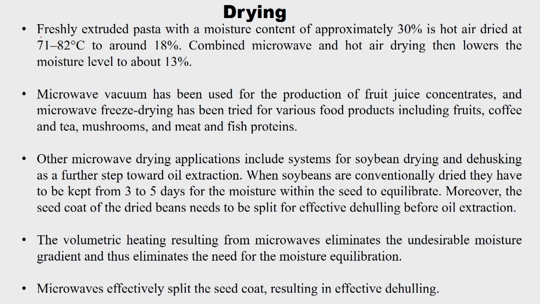That is why it is said that freshly extruded pasta with an initial moisture content of approximately 30% is hot air dried at 71 to 82 degrees centigrade to around 18%, but combined microwave and hot air drying lowers the moisture level to 13%. Almost 5% extra moisture reduction you get when you combine microwave drying in the falling rate period.